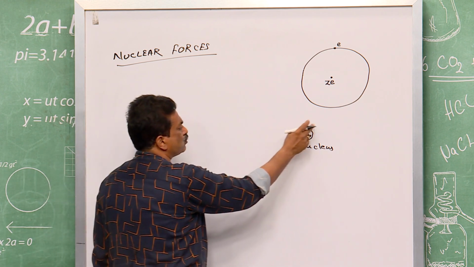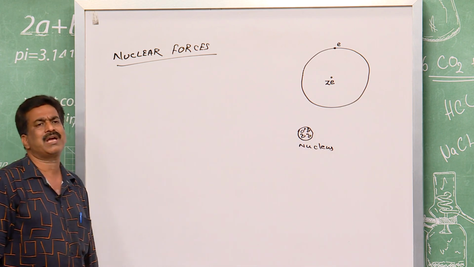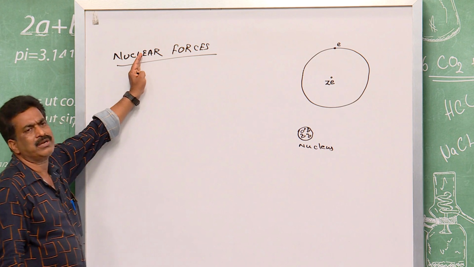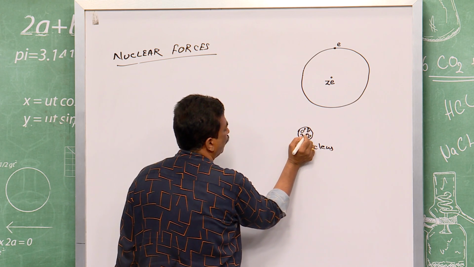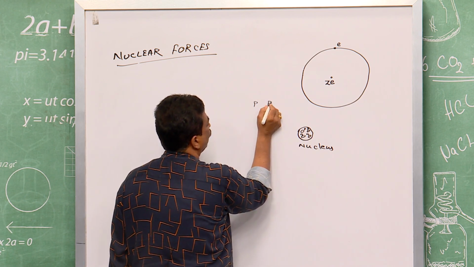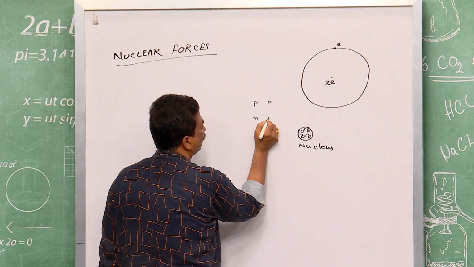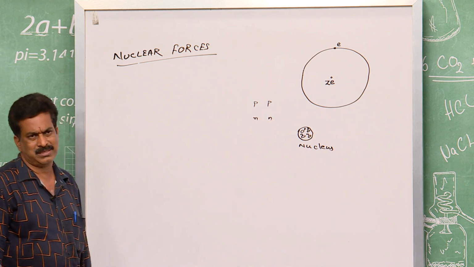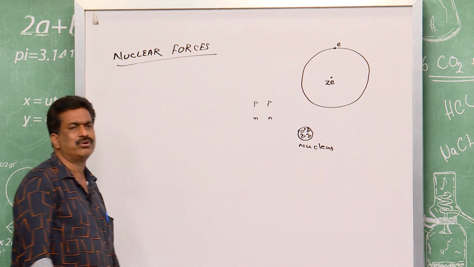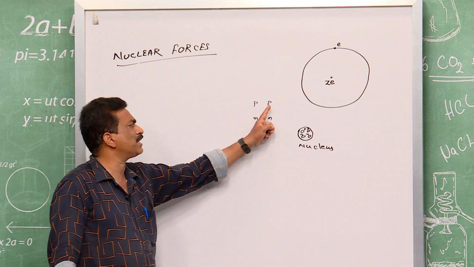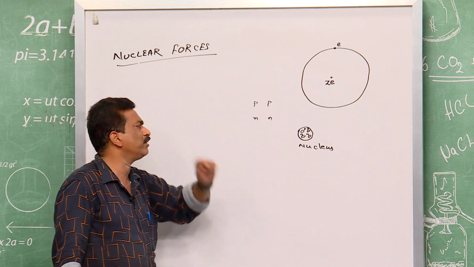If 2 protons and 2 neutrons are there, then the force exhibited inside is known as the nuclear force. What types of forces will act here? Between proton and proton, they are charged particles, but neutrons are neutral, with no charge. So, between proton and proton there will be a force of repulsion, because both carry positive charge, and between two positive charges there is electrostatic repulsion.